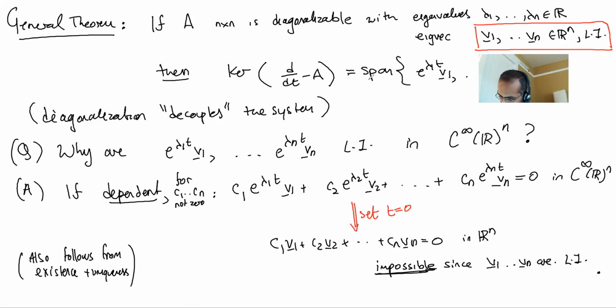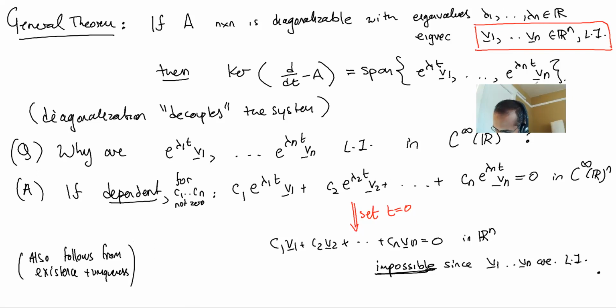Why did I set t equal to 0? Well, because that needed some cleverness. I wanted to relate linear independence or linear dependence of these functions in C infinity of R to the n to linear independence of the vectors v1 through vn in R^n. One way to do that is to set t equal to 0. But it's also the map in the existence and uniqueness theorem. Any other question about this?